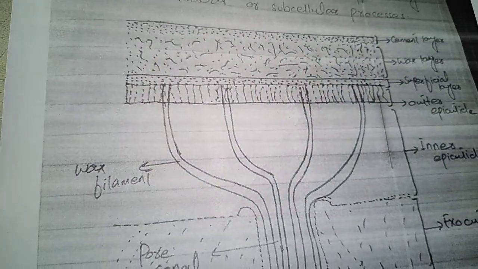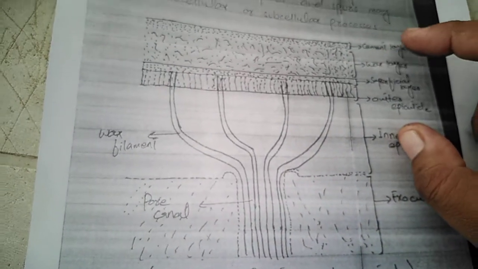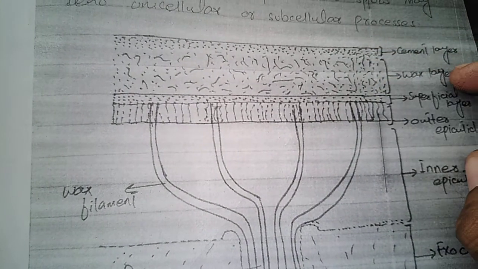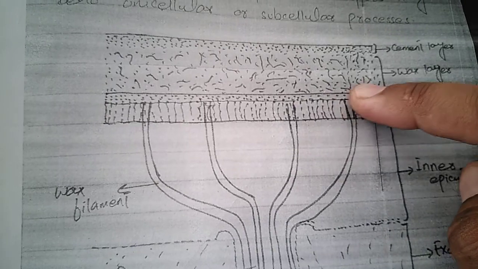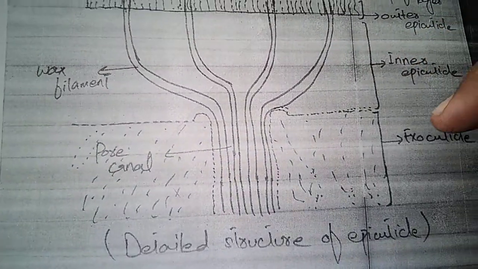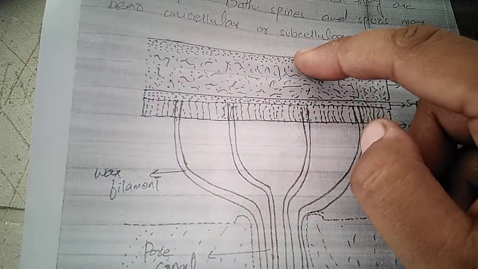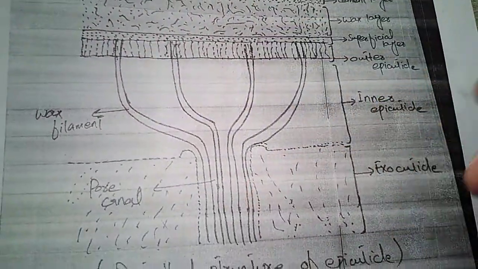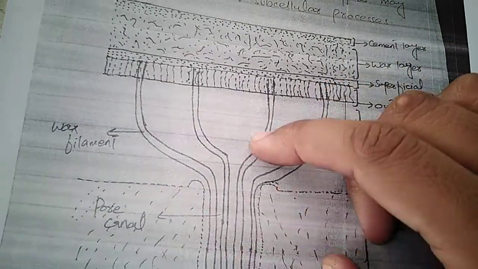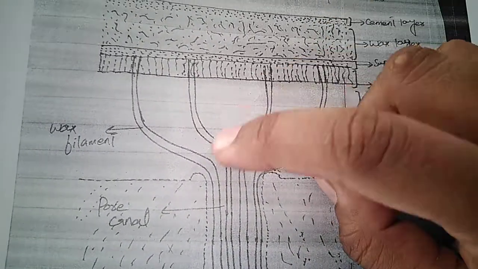Here in this diagram you can see the detailed structure of cuticle. The outermost layer is the cement layer. Below the cement layer, the wax layer is present, and this layer is known as the superficial layer. Outer epicuticle is present, inner epicuticle is present. This is the exocuticle, and various glands which release secretions on the surface of the cuticle are present here, and these are all derivations of the epidermis. These are the pore canals, and these canals open onto the surface of the cuticle, and these are the wax filaments.